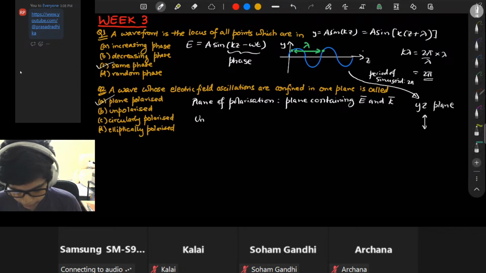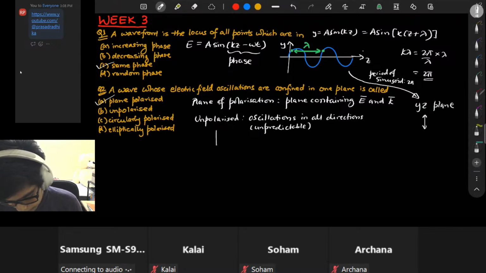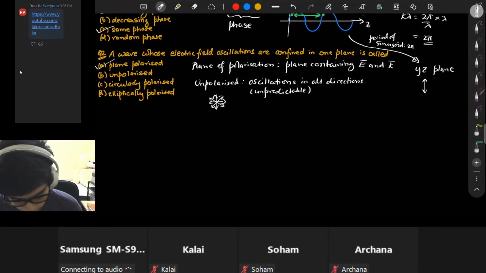For unpolarized light, since there is one option unpolarized, the oscillations of the electric field are in all possible directions, and these oscillations are unpredictable. They are completely randomized. And how do we depict them? We depict them by drawing these electric field oscillations in various directions. This is unpolarized light. Now let us consider the general case of polarization.